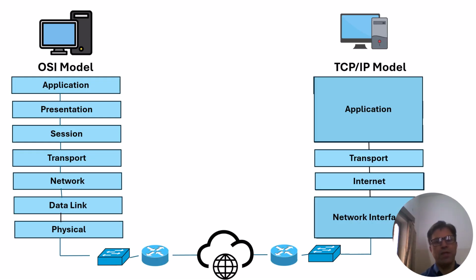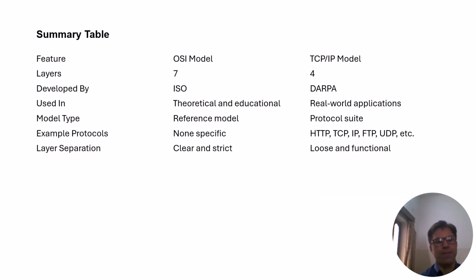This is the OSI model. Now comparing with the TCP/IP model. Here the application layers are merged, then transport, internet, and network interface. This summary is the OSI model and the TCP/IP model. The OSI model is theoretical and educational, but the real world application is with the TCP/IP model. There is no specific protocol in OSI. Here it is HTTP, TCP, IP, FTP, UDP, all the applications, automation, reliable, layers operation.